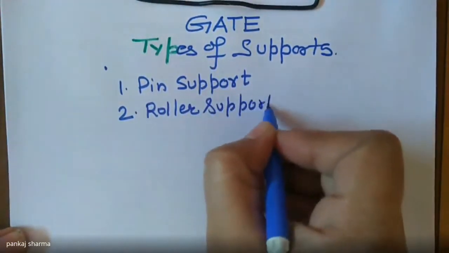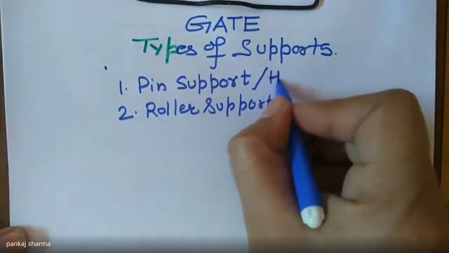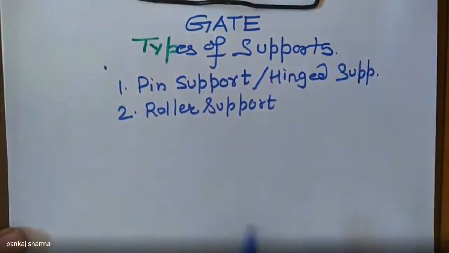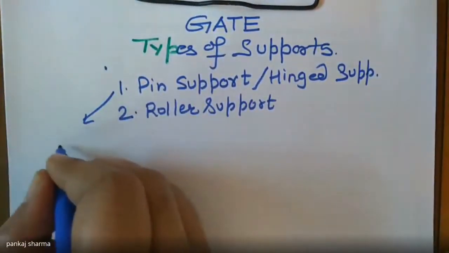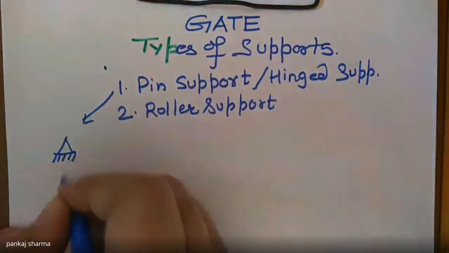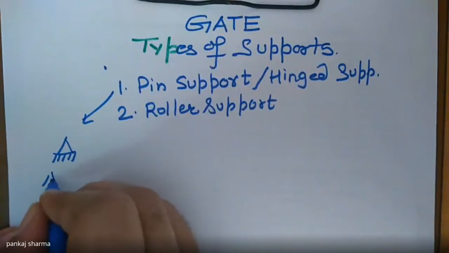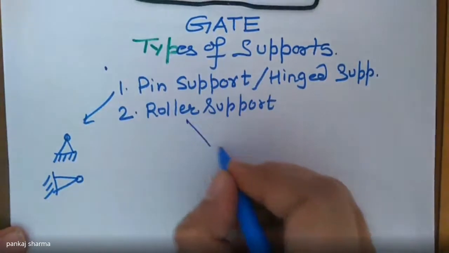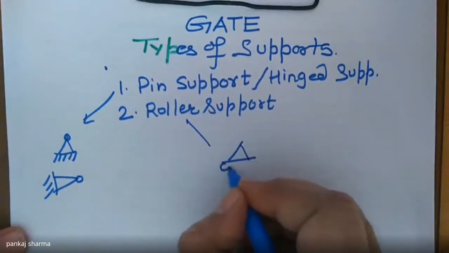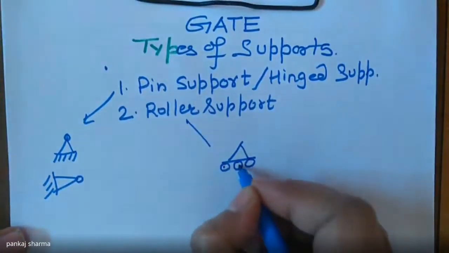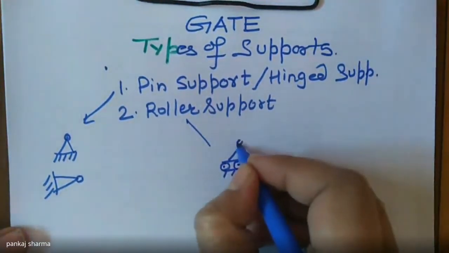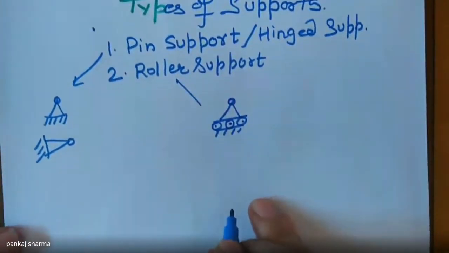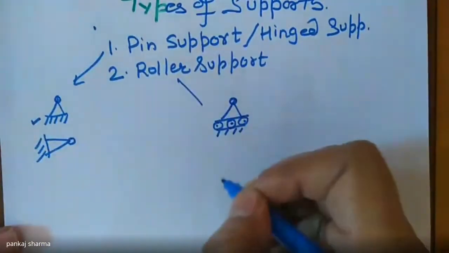Pin support is also known as hinge support. The symbol of pin support is like that or like that. It is the symbol of pin support, and the roller support is the same as pin, including some rollers here. So it is a roller support. The important thing is the properties of the pin support and roller support.